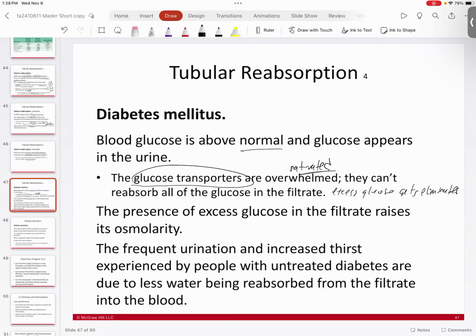So you don't have any extra room. All your transporters are full. So, it's sold out. Any extra glucose basically just moves into the filtrate, and then that's when you can test it in your urine stream.